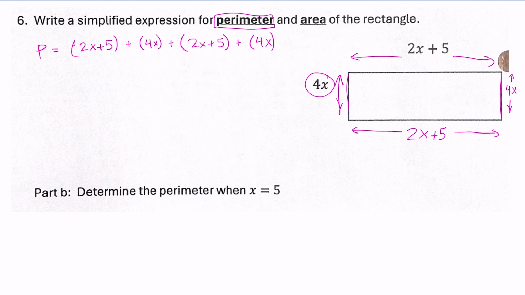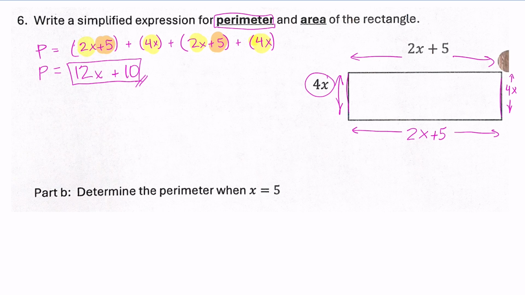Now, you can do this using algebra tiles or just pure algebra. I'm just going to do this using pure algebra. So just 2x, 4x, 2x, and 4x. Those are part of the x family. So what is that? 2 plus 4 is 6, plus 2 is 8, plus 4 is 12. So I'm going to get 12x. And then the constants are just going to be plus 5 and plus 5. That's it. So I'm going to get plus 10. So that is my answer for my perimeter, P.